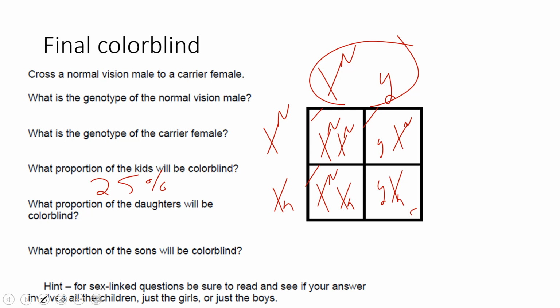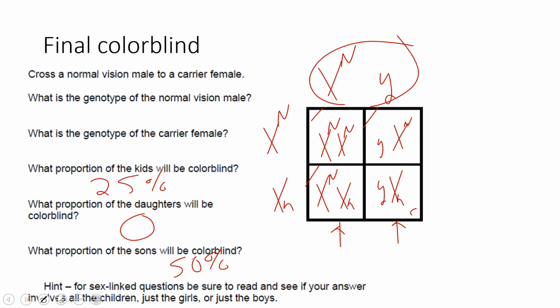What proportion of just the daughters? Well, this time our daughters are on this side, and neither of those daughters are colorblind, so 0% chance they make a colorblind daughter. What proportion of the sons? These are our sons, and 1 out of 2 of those can be colorblind, so 50% chance if they have a boy, that boy's going to be colorblind.